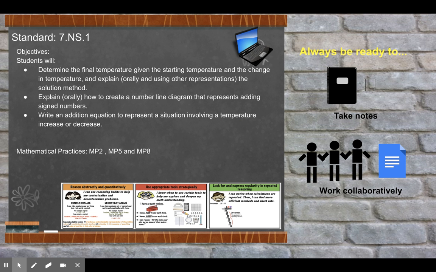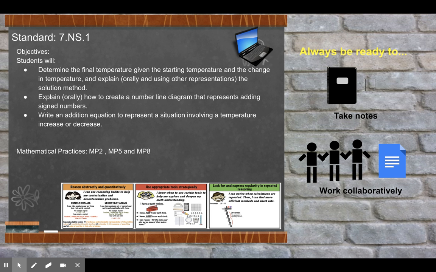Our standard for today is 7.NS.1, and our objectives are that students will determine the final temperature given the starting temperature and the change in temperature, and explain the solution method. Also, you are going to explain how to create a number line diagram that represents adding signed numbers. And you're going to write an addition equation to represent a situation involving a temperature increase or decrease.